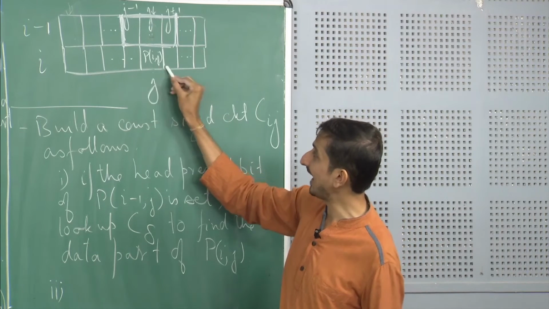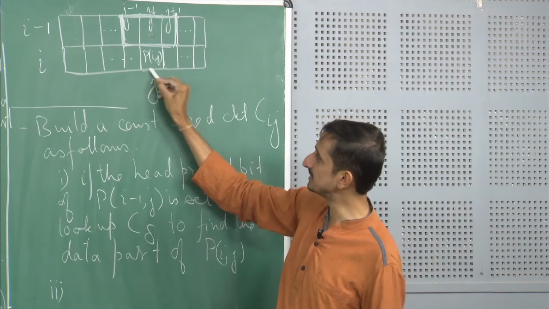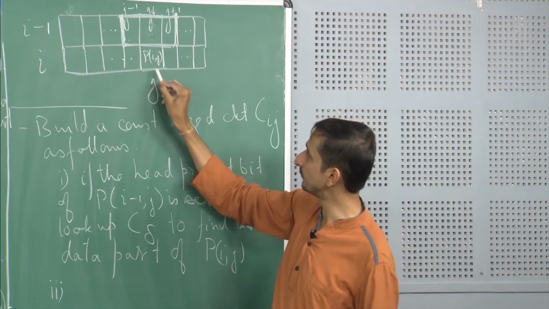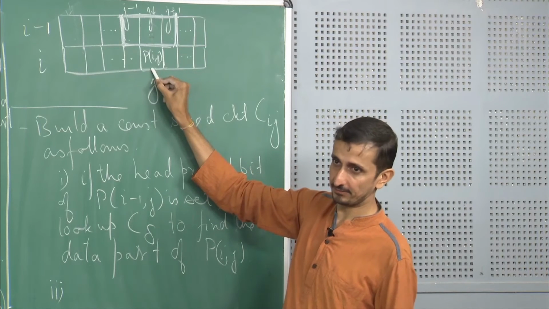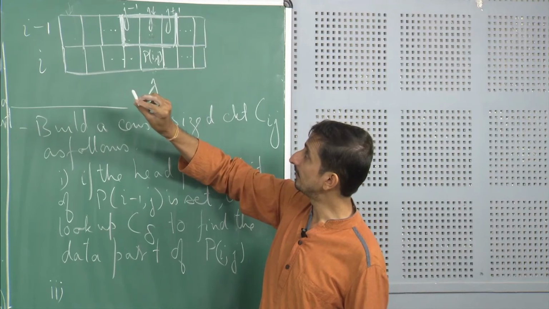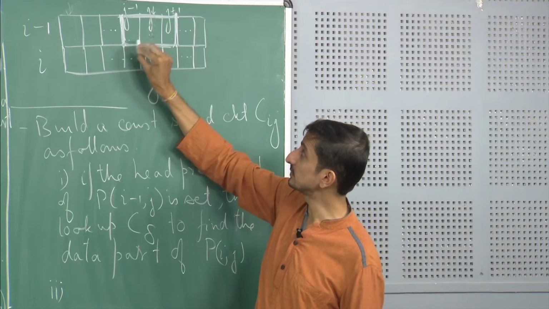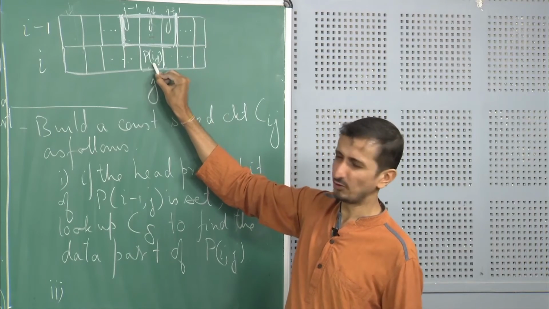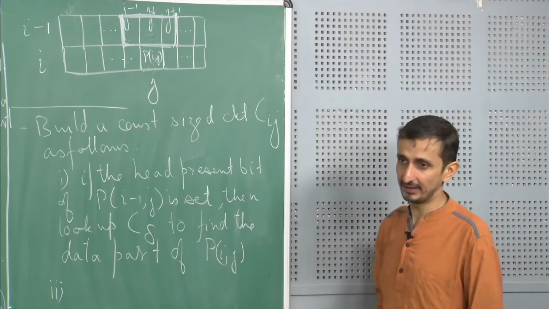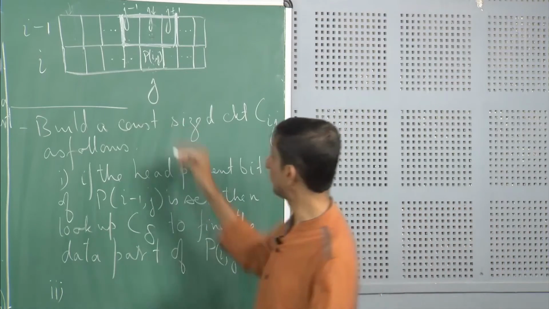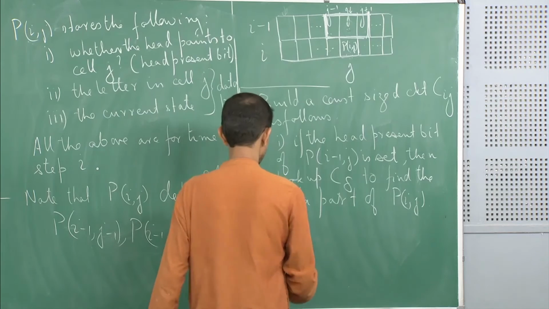Now, I have to set the head present bit over here. How is the head present bit set? The head can come to this position either from here or from here. From P i minus 1 j it will go to either here or here, but it will not come here, but I do not care about that, I just ignore that. When I go to these two cells, then I will figure it out.